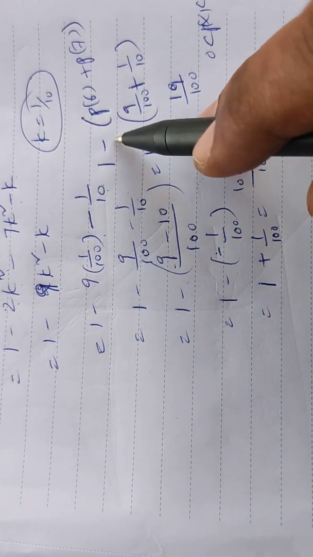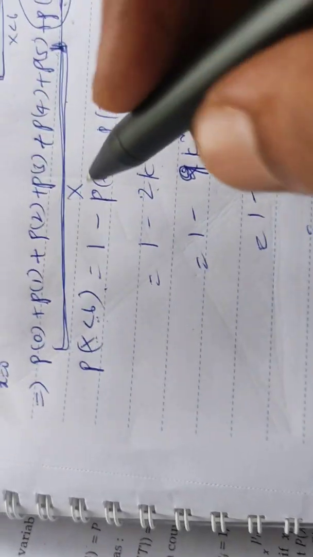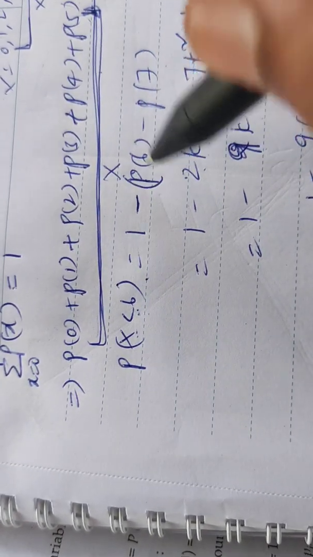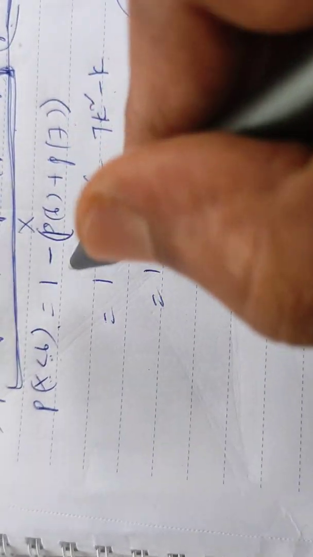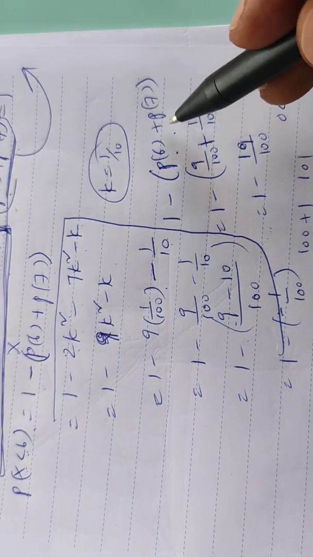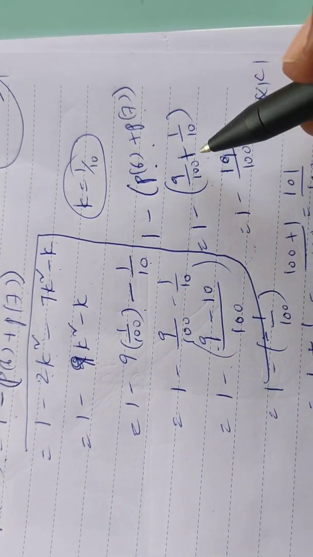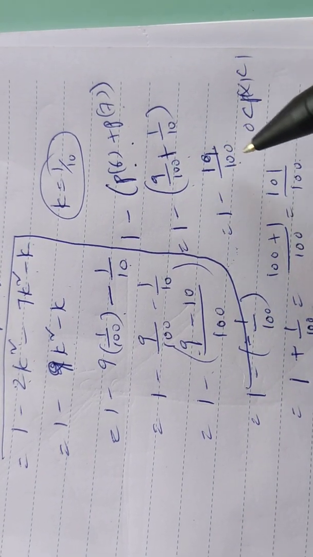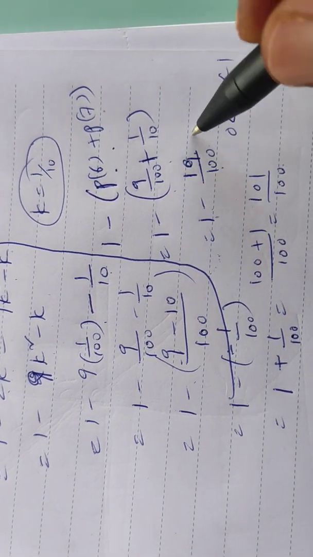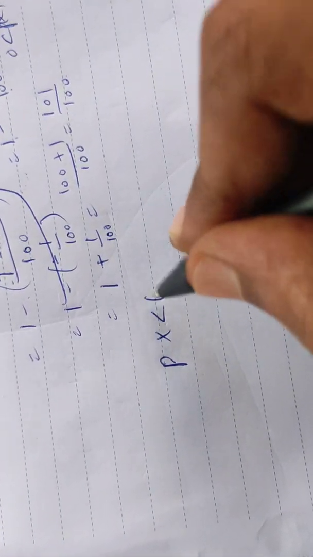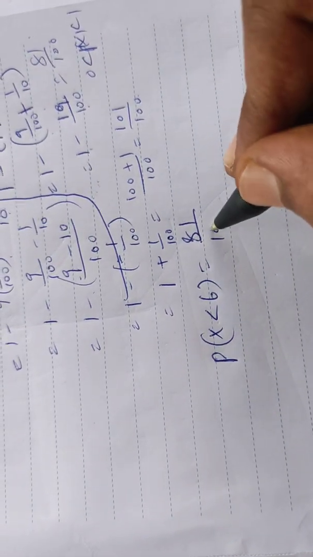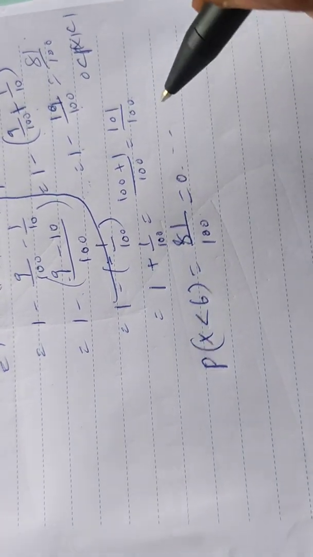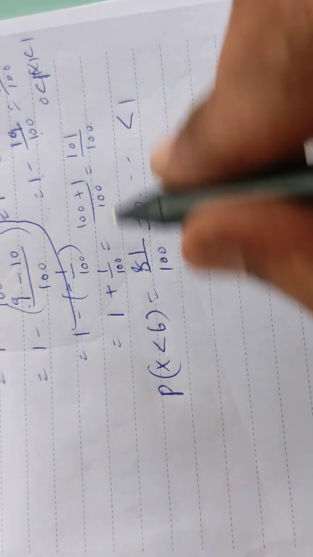So we take this probability common, so that this one becomes plus, correct? This part you leave, and from here probability 6 plus probability 7. Probability 6 is 9 by 100 plus 1 by 10, and its LCM is 19 by 100, correct? 1 minus 19 by 100, so 100 minus 19, which is equal to 81 divided by 100. This is our probability. So probability of x less than 6 is 81 divided by 100. Now if you find it, you will get 0 point something, which is always less than 1. Okay, that is the probability value.